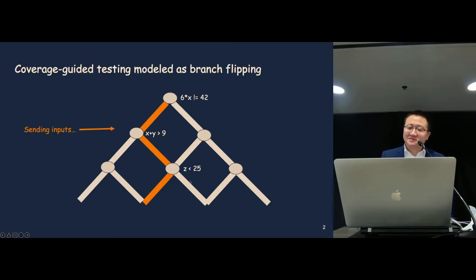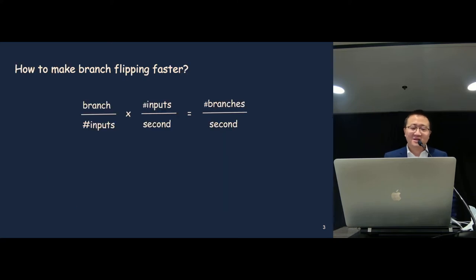So this work concerns coverage-guided testing. In coverage-guided testing, we keep sending inputs to the target program with the hope of flipping some branches. Whenever a branch is flipped, a new execution path will be unlocked. Clearly, if we can flip branches faster, then we can explore more code paths in the same amount of time. So how can we flip branches faster?